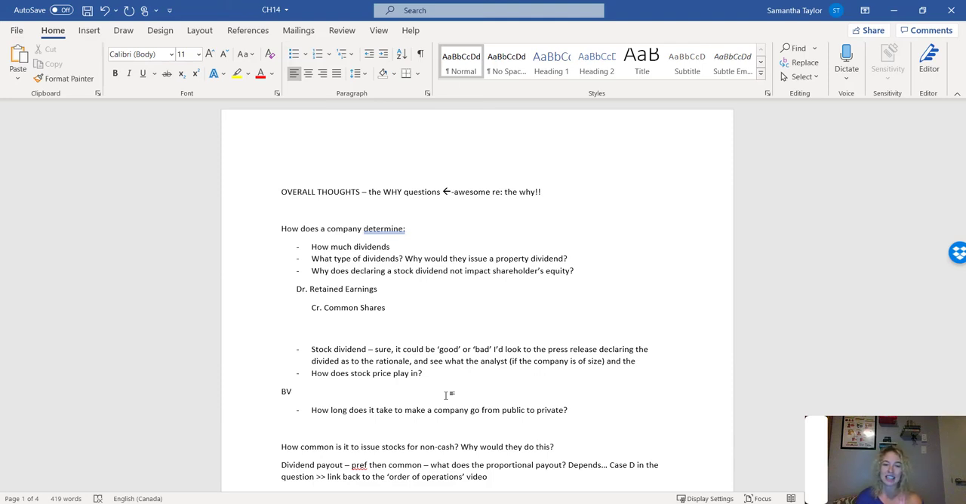How common is it to issue stocks for non-cash? As I said above, not super common for property dividends, super not common for stock dividends, even less common for property dividends, more so in private companies when it's part of a tax planning strategy.